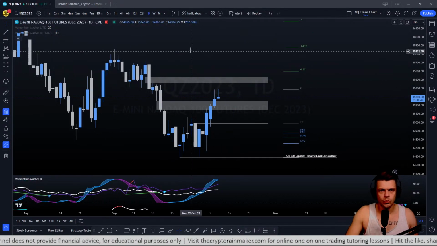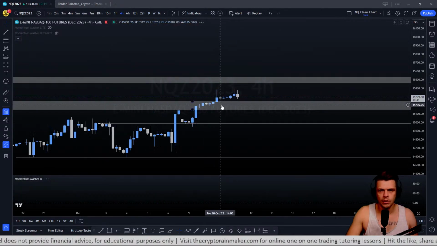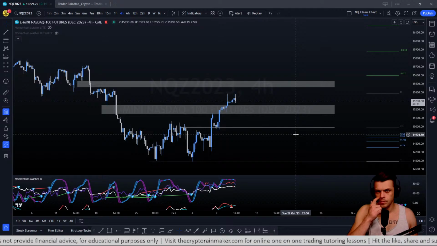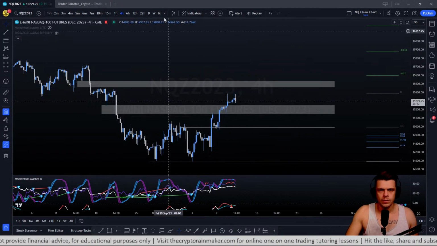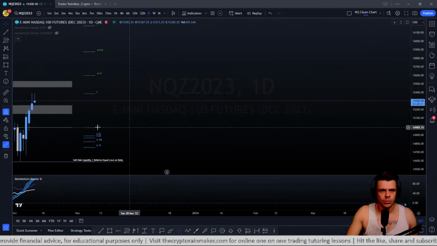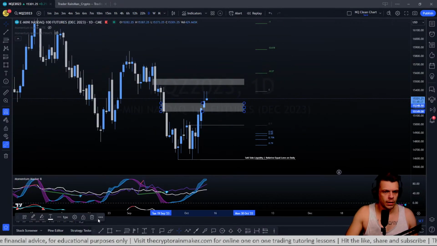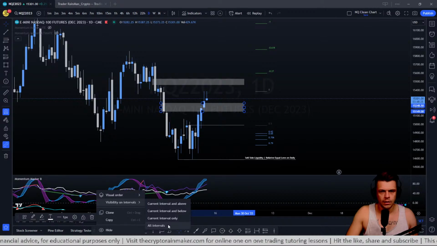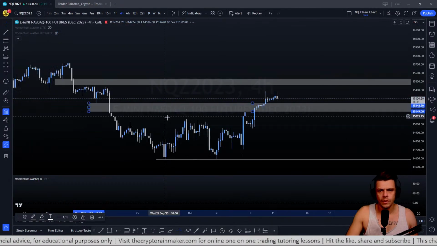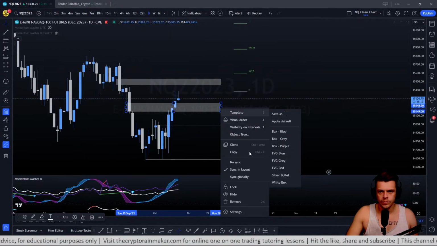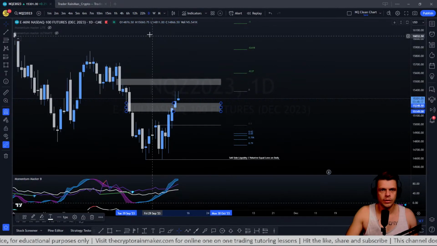Okay, let's go down one time frame, see what's happening on the 4-hour. Okay, so I'm just gonna go up one more. I just want to set the visibility on this so that it only displays on the daily chart for now. Okay, I didn't do that right. Current interval only.